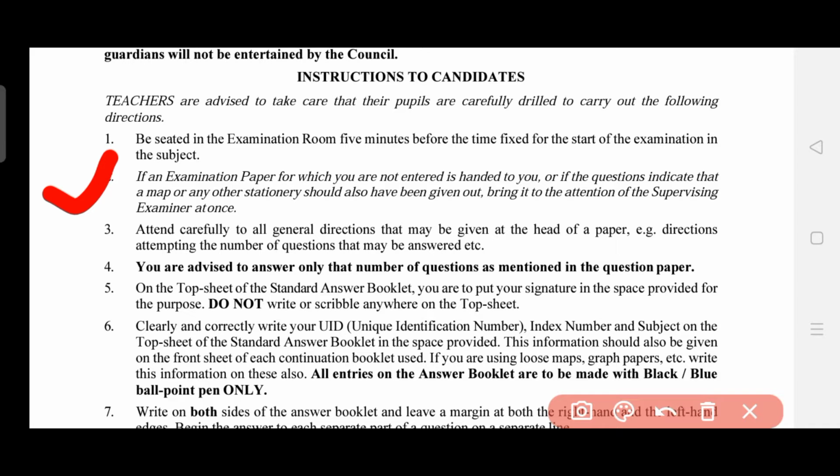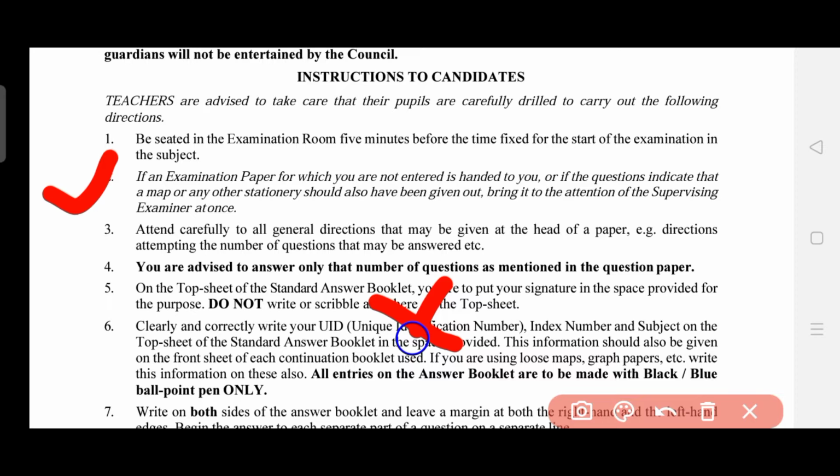The second point is about the answer sheet. In the answer sheet, if you do not know, your name and your photo will be stuck there. Note it down. It says that if an examination paper for which you are not entered is handed to you, suppose you got an answer sheet in which your name is not there but your friend's name is there, don't write your answer in that.